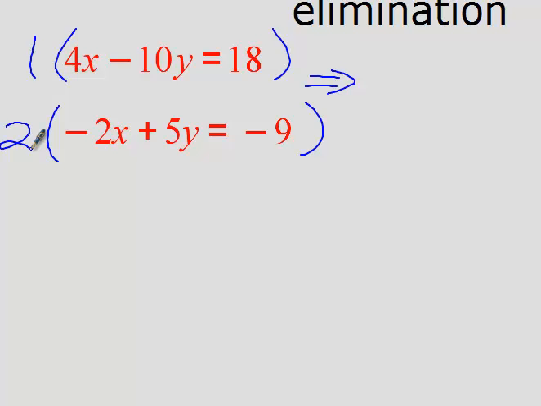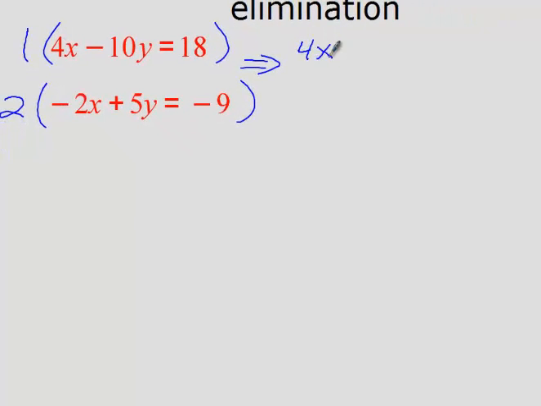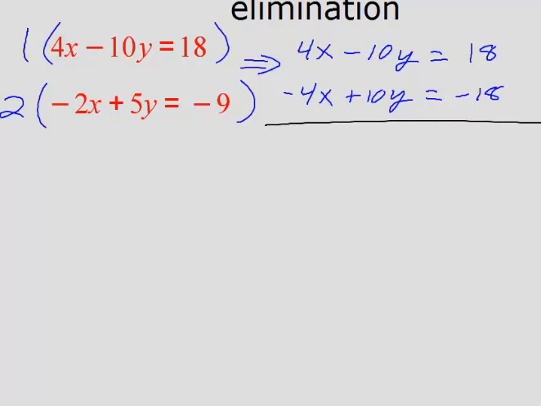So now distribute, right? What's 1 times 4x? 1 times negative 10y. 1 times 18. Okay, 2 times negative 2. 2 times 5y. And 2 times negative 9. It is. So what do I do with these two? I add down, right? I perform what's called vertical addition. So what's 4x take away 4x? What's negative 10y plus 10y? What's 0 plus 0? So I get a 0 on the left-hand side.